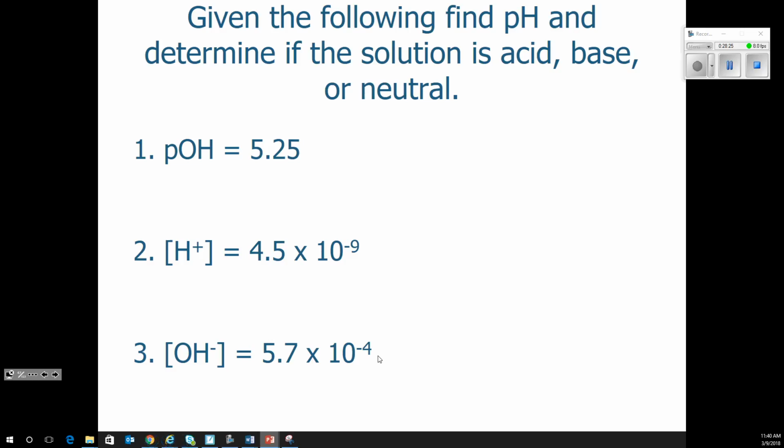I just want you to find out what the pH is and then tell me if it's acid, base, or neutral. Okay, so find the pH, write the pH down, and then tell me acid, base, or neutral. Let's see. Zach, I'm going to have you put up number 1. Larissa, I'm going to have you put up number 2 on mine. And Bryn, I'm going to have you put up number 3.